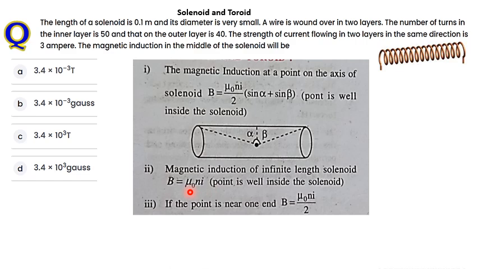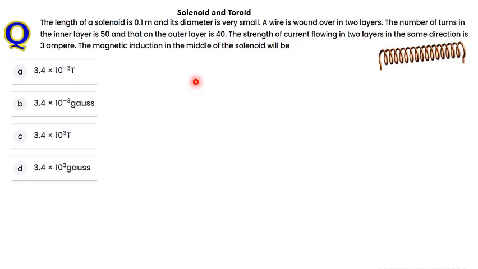I will show you here. In this case, for sine 90 plus sine 90, we get 2, and this 2 and this 2 will be cancelled. So the only thing is B equal to mu naught n I. Now, for a point near only one end, only one end is considered, so the remaining thing will be there. Now you consider how I can use this, since the diameter is very small compared to the length. So you are going to consider the previous one.